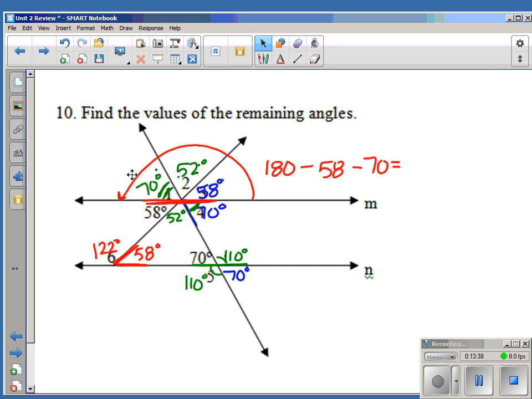Another way I could have done that is by looking at this one. This shape right here is a triangle. So I could have done 180 again because it's a triangle and I have 58 and 70 already, right? So there are multiple ways to get these problems, and that's the point. Okay, you can find the easiest way for yourself.